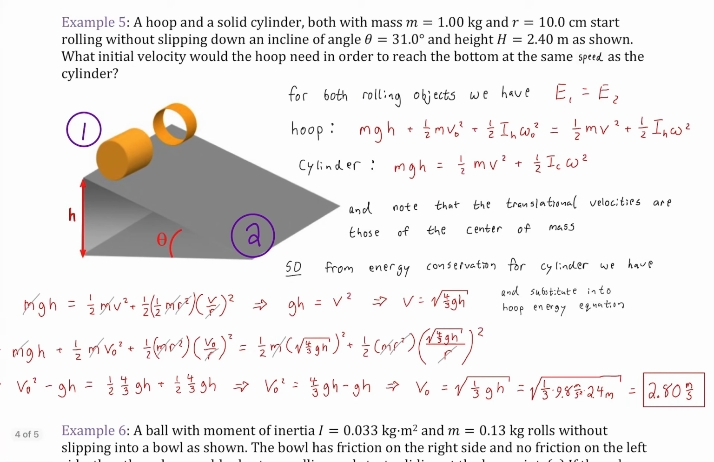And the actual number is 2.8 meters per second. And look what it's dependent on. It wasn't dependent on mass. I could have just not given you the mass. Was it dependent on radius? No. Was it dependent on the angle? No. It was only dependent on the height.